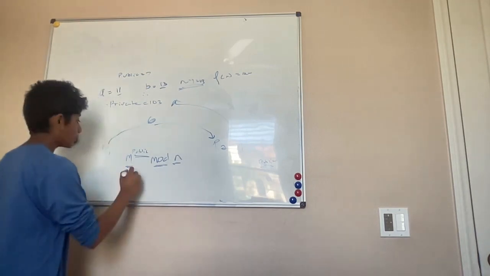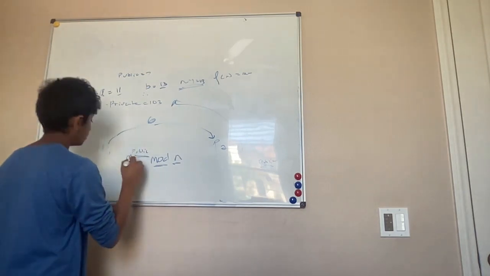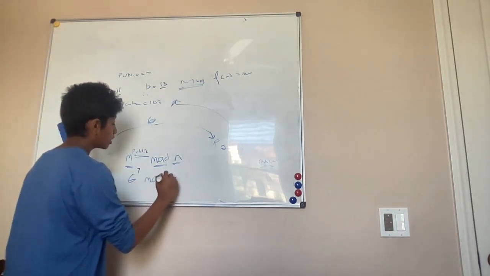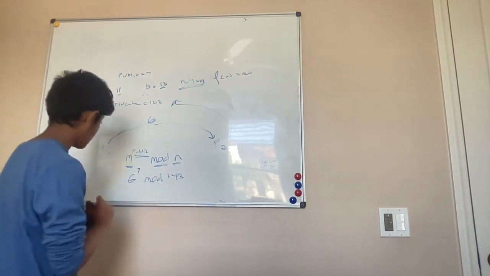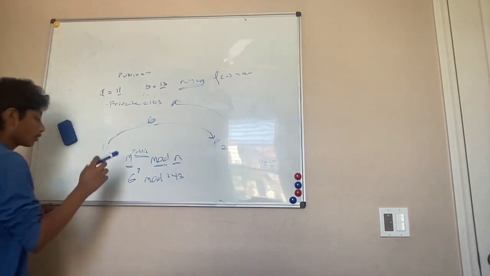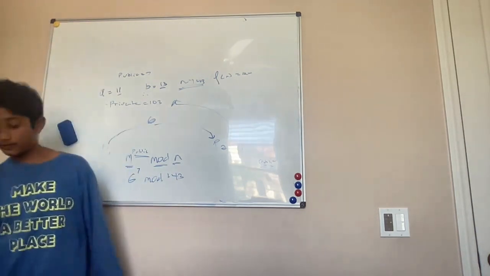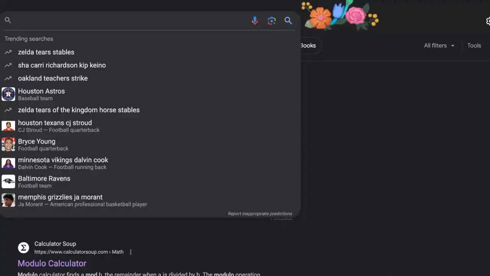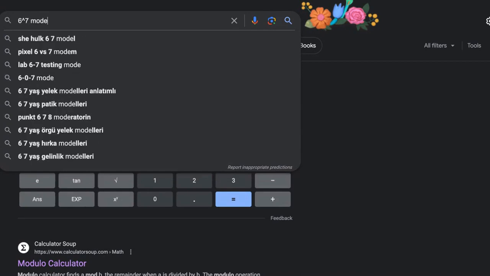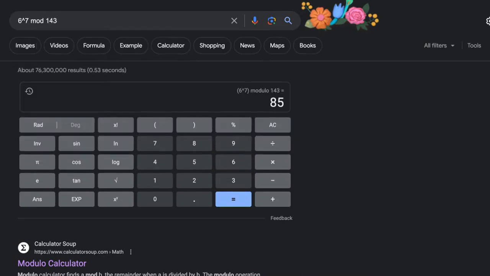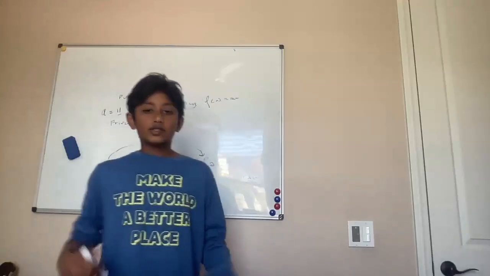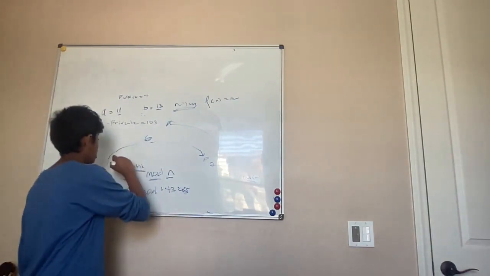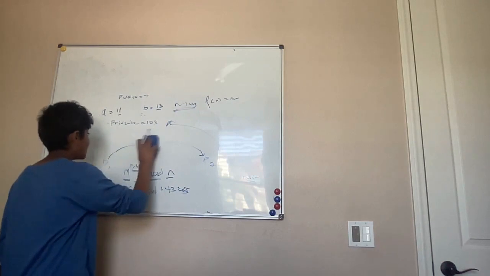So now we can plug this in. Our message is 6 to the power of the public key, which is going to be 7, mod 143. We can actually pull up a calculator and calculate this. So 6 to the power of 7 mod 143 is going to give us 85. After calculating, we figured out that this is equal to 85. So the encrypted text that we're going to write is going to be 85.